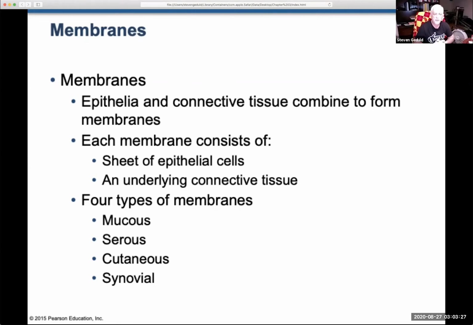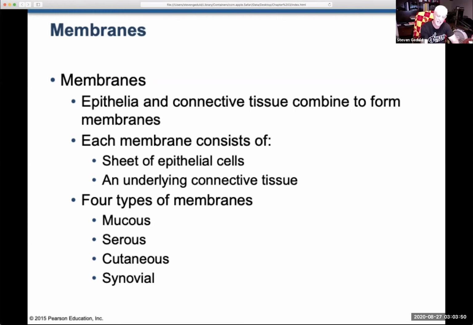You have epithelial and connective tissue combined to form membranes. Each membrane consists of sheets of epithelial cells and underlying connective tissue. Remember, connective tissue is always underlying the epithelium. That's what forms the support. Connective tissue is not polar. It's a mass of fibers that hold it together.